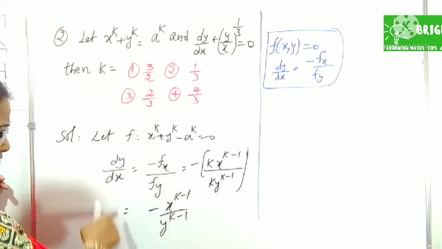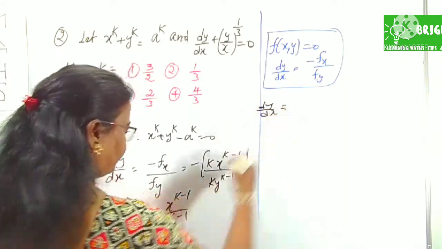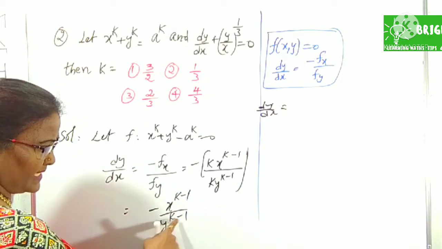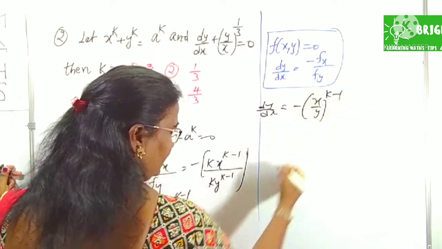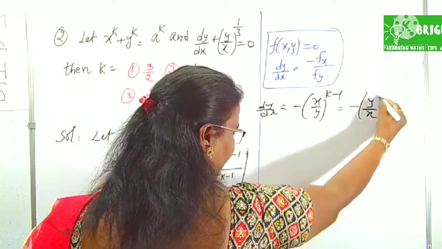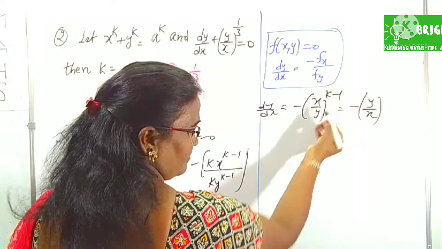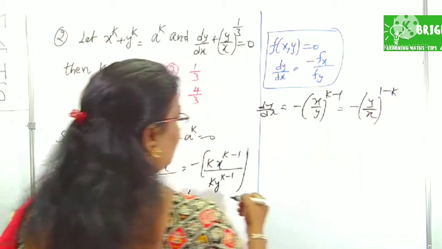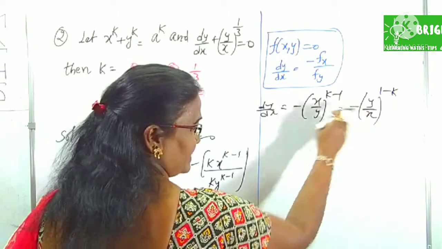By taking the derivative of the given function, I can write dy/dx equals minus of (x/y) whole power k minus 1. Again I am rewriting this in terms of y/x. If we take the reverse order, plus k becomes minus k and minus 1 becomes plus 1, so it becomes power 1 minus k. Why have I taken the reverse order? Because in the given equation there is a y/x form, so we have to write it in the y/x form only.